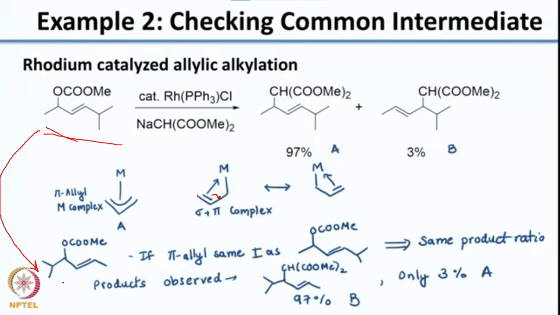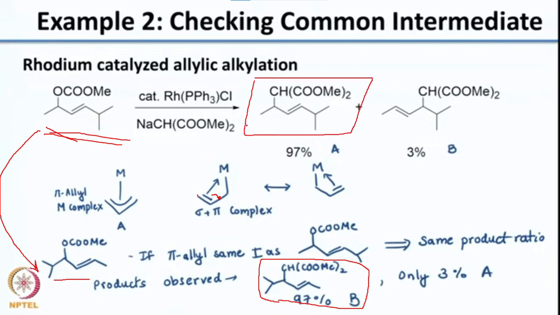So if pi-allyl M complex formation takes place, here we should get the same product. But when the reaction was done with this reactant, we observed a different product formation, which is this one in 97% yield. While performing this reaction with this first reactant, we are observing this is the yield of the intermediate product, with 97% yield, right?